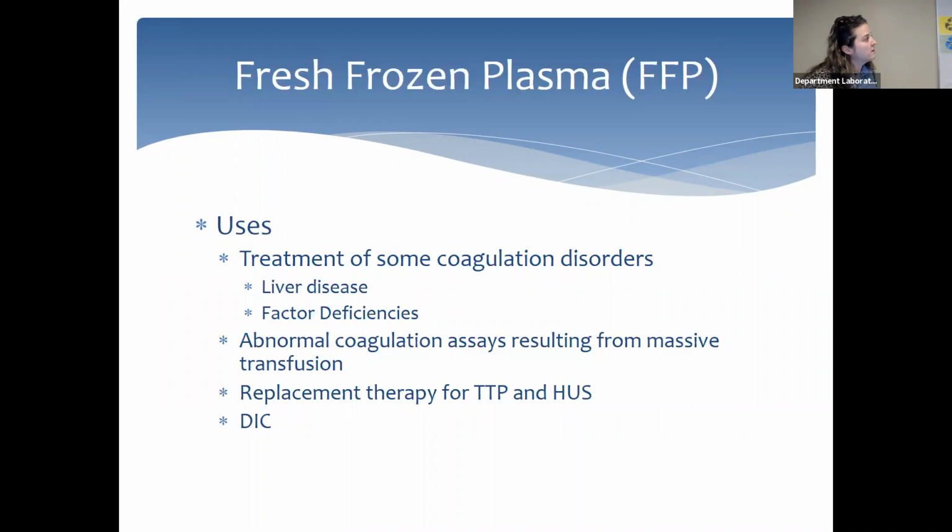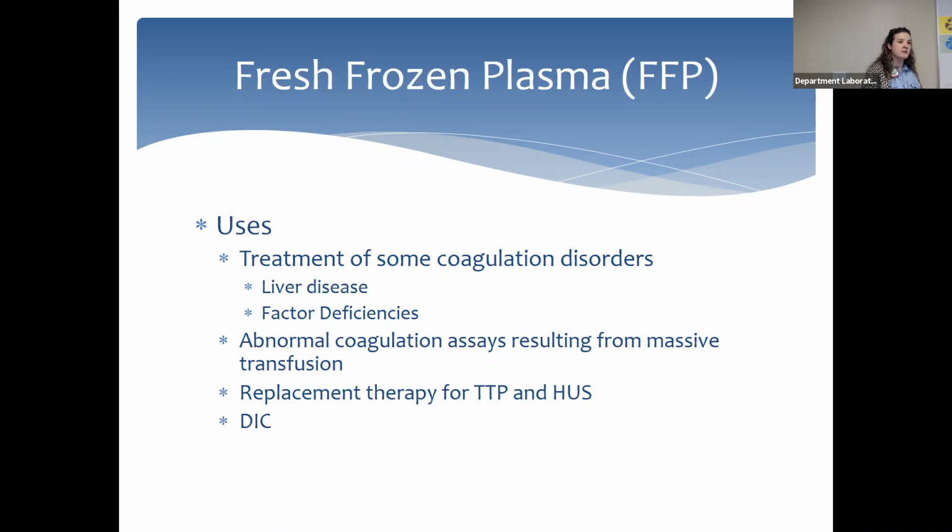Right, some uses of fresh frozen plasma: coagulation disorders, especially if your patient has liver disease. Remember, because pretty much all of our coagulation factors are produced in the liver, all right? Factor deficiencies. If your patient had a massive transfusion where they received multiple products, we always want to make sure they get plasma as well, and that's part of the massive transfusion protocol that we'll talk about.